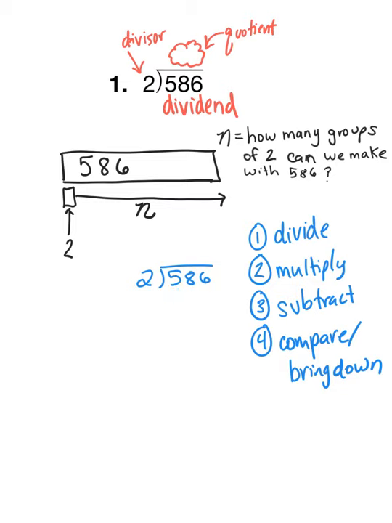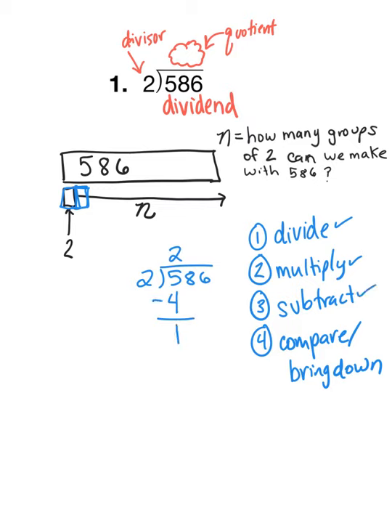Well, I know that 2 groups of 2 can go into 5, so that would be like drawing another group of 2 up here for a total of 4. So divide, multiply. 2 times 2 is 4. Next, subtract. 5 minus 4 is 1.